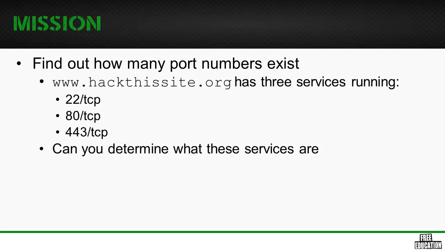HackThisSite.org has 3 services running on 3 different ports. Port number 22, port number 80, and port number 443. Don't worry for now again what TCP is. We're going to be explaining that later on. For now though, I'd like you to determine what these services are. What is the service running behind port number 22? What is the service running behind port 80? And what is the service running behind 443? We've already discussed what runs on port 80. So find out what the other 2 services are for.